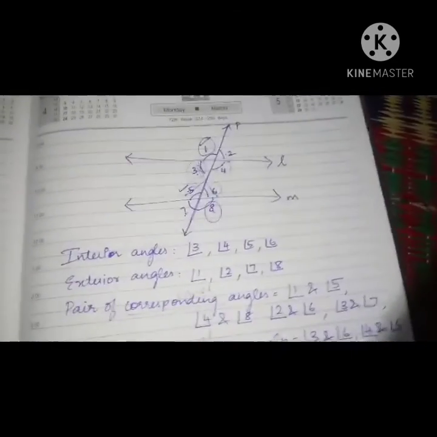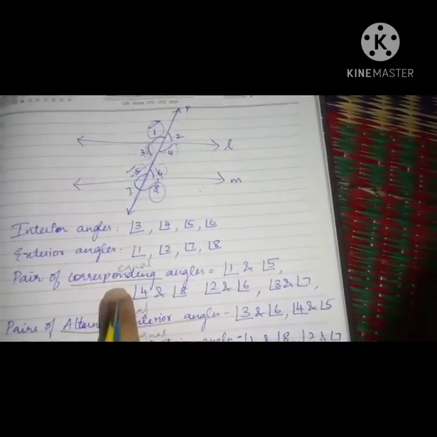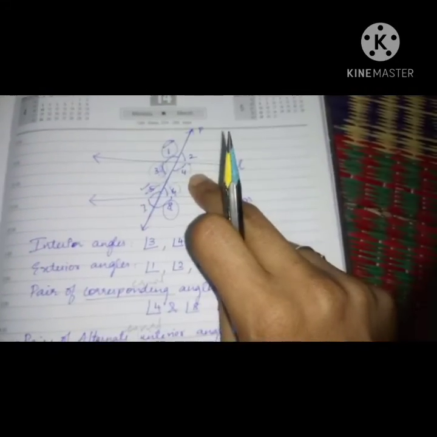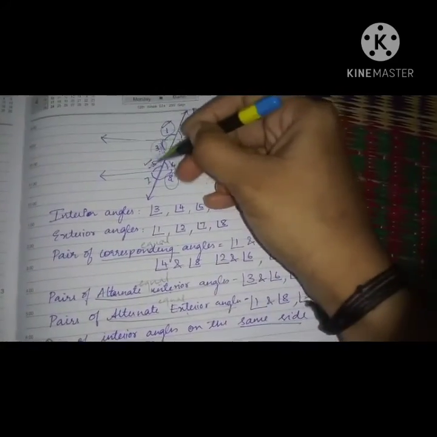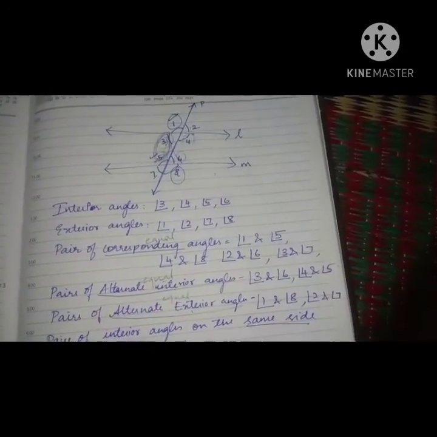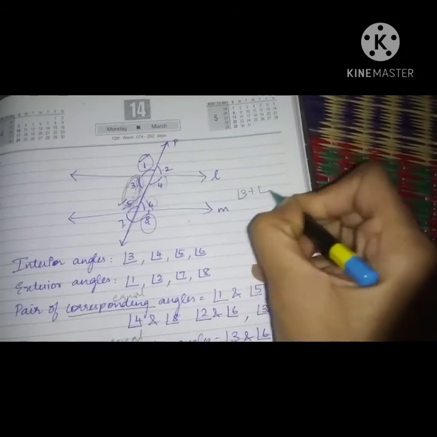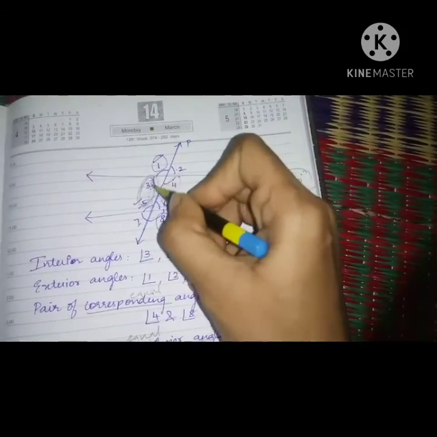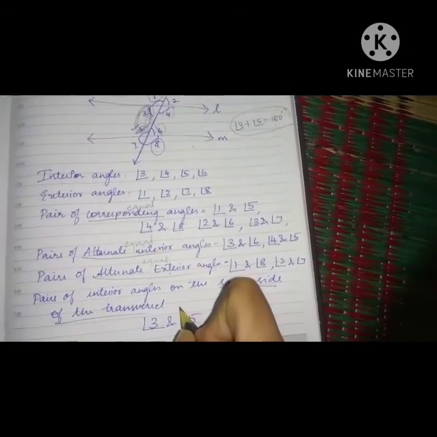So when two parallel lines are there and one transversal is there, corresponding angles are equal, alternate interior angles are equal, and alternate exterior angles are equal in this case. Then interior angles on the same side of the transversal form a linear pair. If you add angle 3 plus angle 5, you will get 180 degrees. So the interior angles on the same side of the transversal add up to 180 degrees. That is the rule for this property.